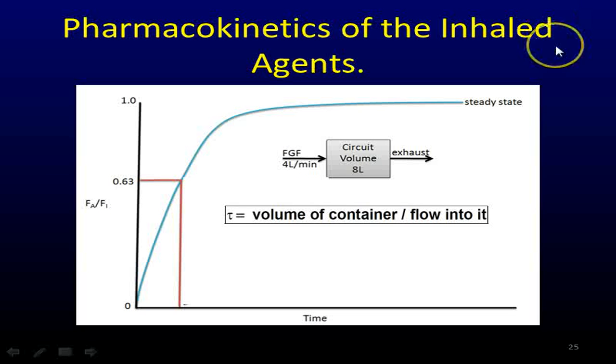What is my tau in this example? 2 minutes. How long until the circuit changes concentration? 10 minutes, 5 tau.